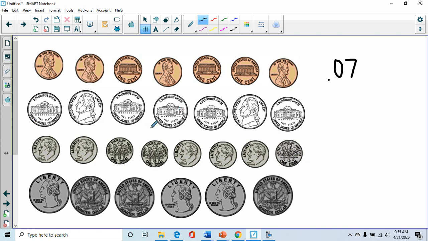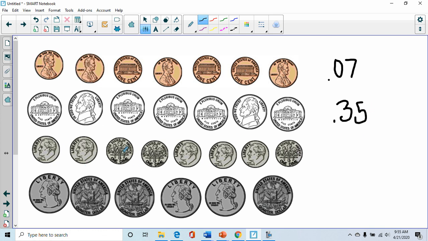These coins are nickels. Can you see where on the back it says 5 cents? We see Thomas Jefferson's profile on the front. We would count these by 5s. Let's practice our 5 count. 5, 10, 15, 20, 25, 30, 35. Let's write 35 cents with our decimal point and our numbers.